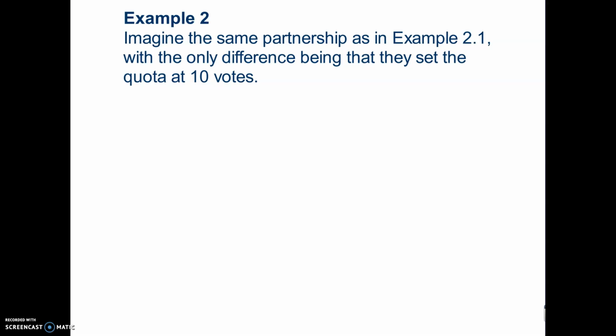All right. Example 2. Imagine the same partnership as in example 1, the only difference being that they set the quota at 10 votes. Okay, so let's take a look at this. We have the quota is now going to be set at 10 votes. And then we have the 8, 7, 3, and 2. So this is what our weighted voting system will look like.